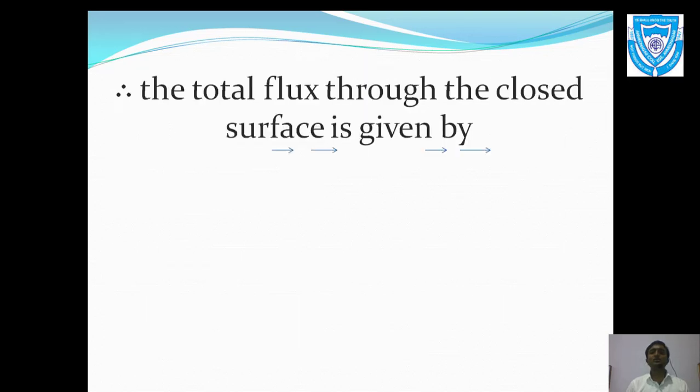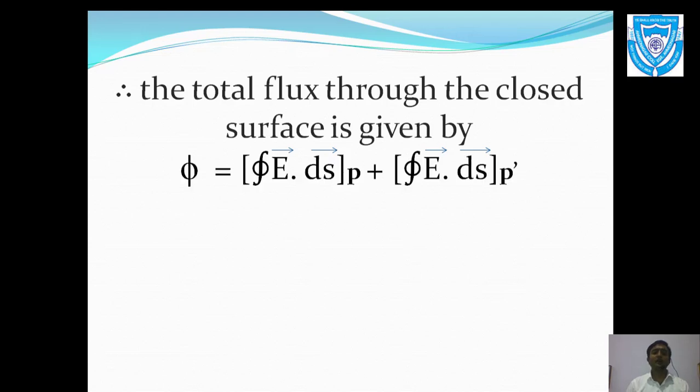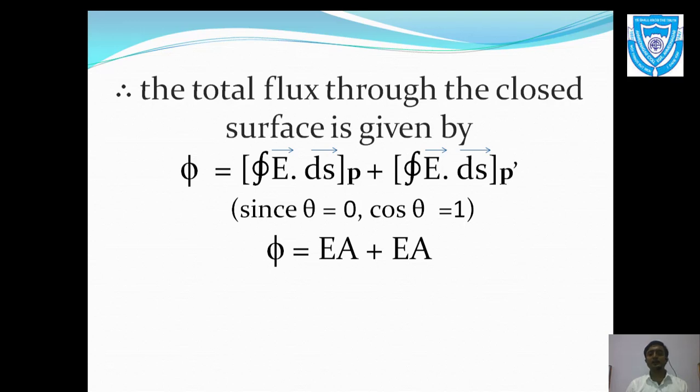The total flux through the closed surface is given by phi is equal to closed integral of E bar dot ds at P plus closed integral of E bar dot ds at P dash. This is the flux at cap P and at P dash, which will be the same on both sides because the distance is the same and there is uniform charge distribution. And according to the formula, we know that it will be EA plus EA. Then phi is equal to twice of EA, which is equation number 7.